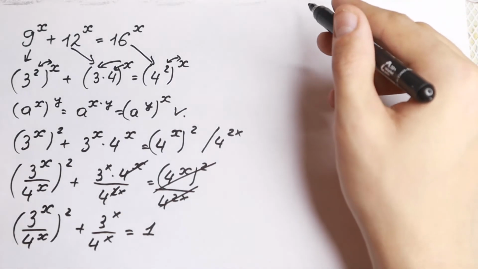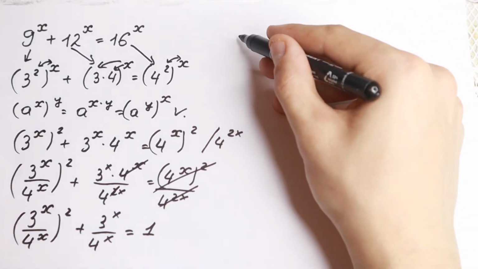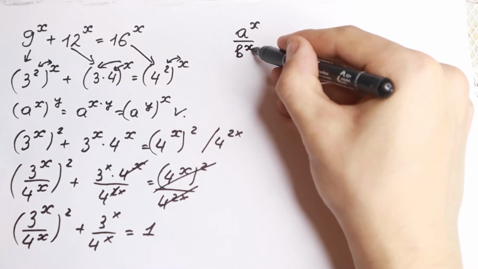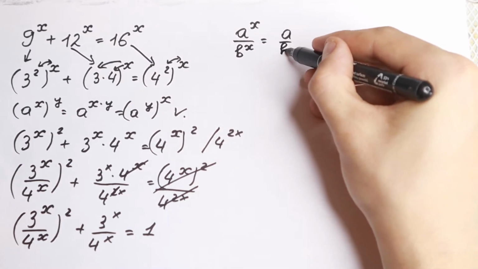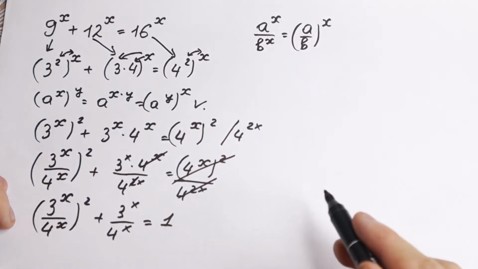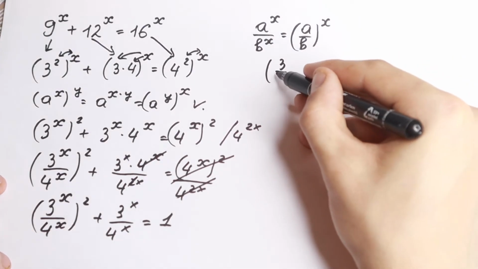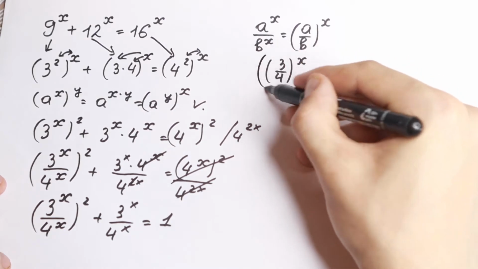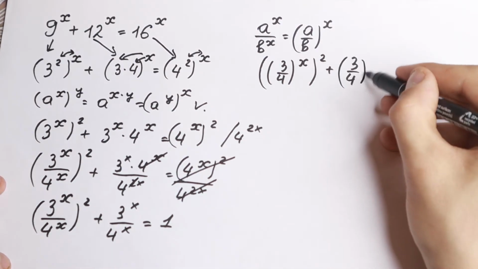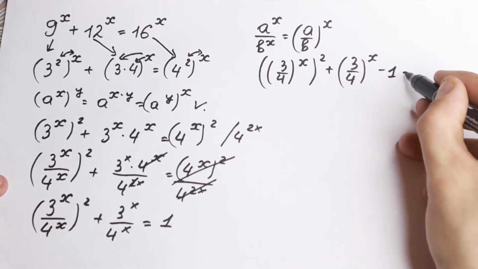Okay, let's continue. We have this element 3 to the x over 4 to the x. If you know a little bit about powers, we can write it as a to the x over b to the x, and moreover, we can write it as a over b all raised to the power x. And let's apply this rule right here. We have different bases, same exponent, so we can write it in one parenthesis. We will have 3 over 4 to the power x and all squared plus 3 over 4 to the power x, and I bring this one from right to left, minus 1 equal to 0.